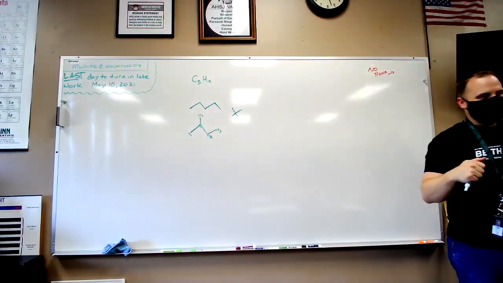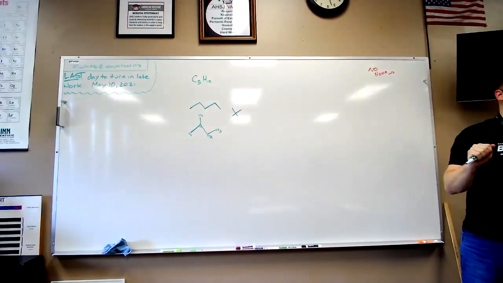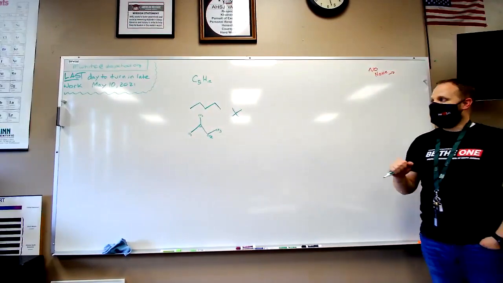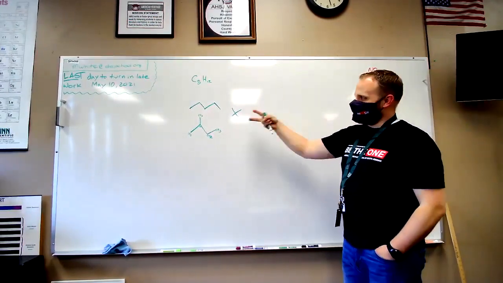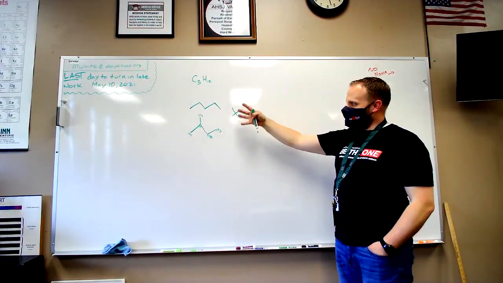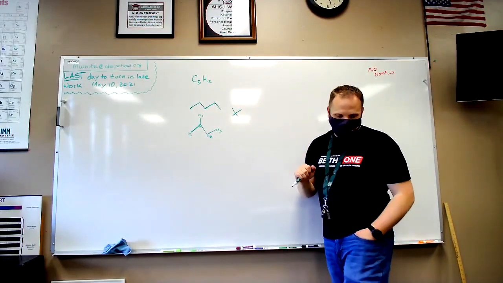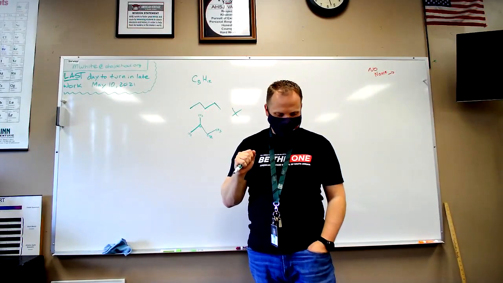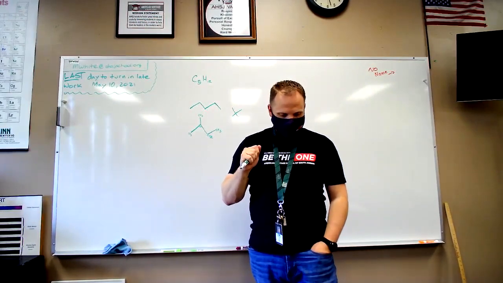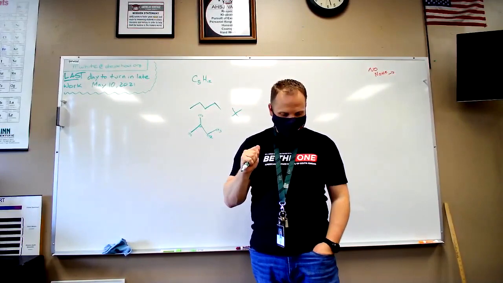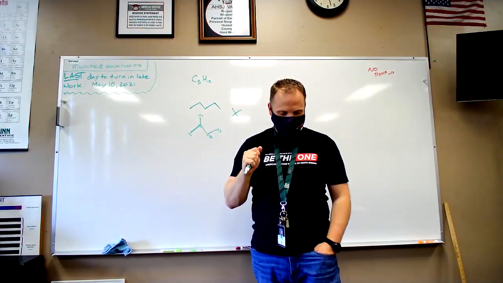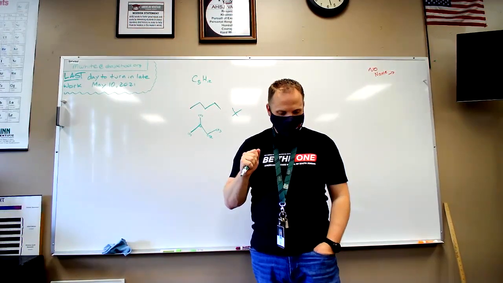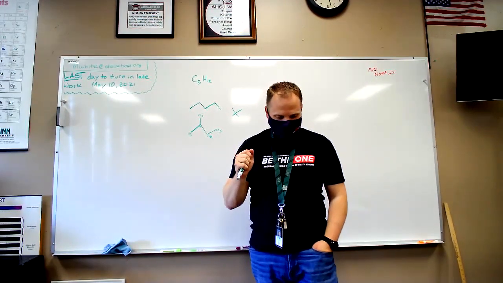Anytime you add more carbons, you can do more structural isomers. Okay. So 4 carbons gives us 2 different ways. 5 carbons gives us 3 different ways. 6, I can't remember off the top of my head. 7 has 9 though.